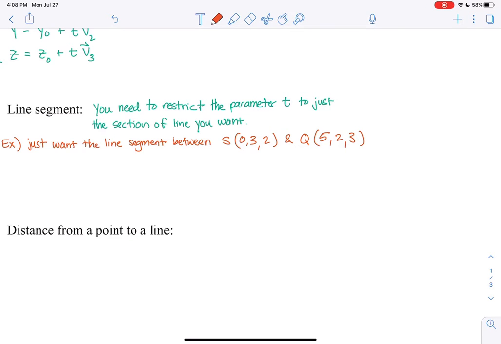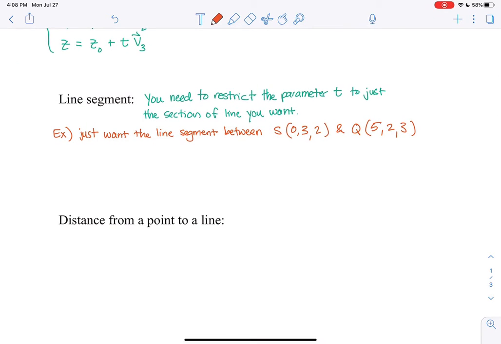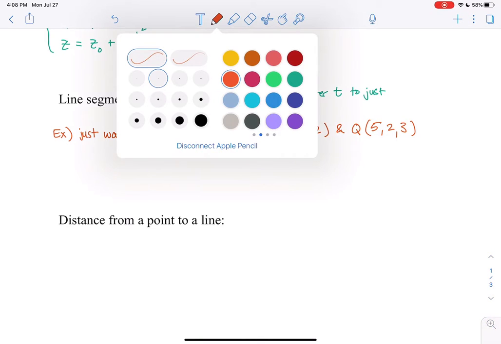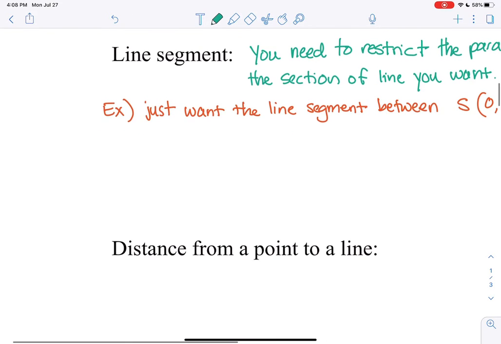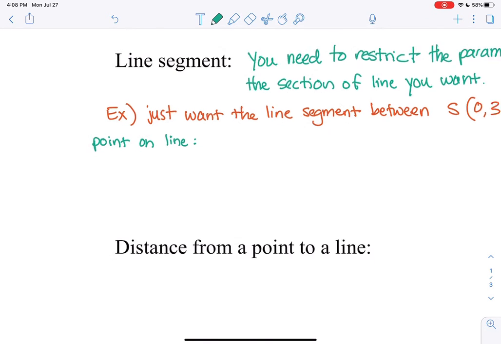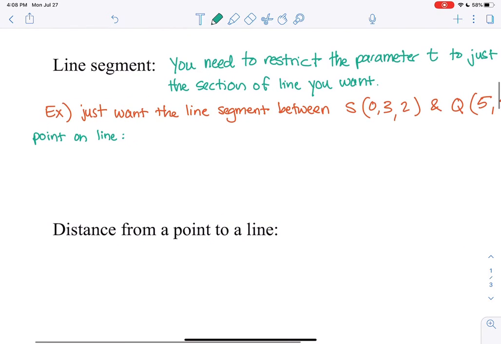Then let's just write the equation of that line and then bound the t value so that it only goes between those 2 points. So in that case, first we need a point on the line. And I'm just going to use one of those points as the point on the line. So I'll just use S. So I'll let 0, 3, 2 be the point I use.